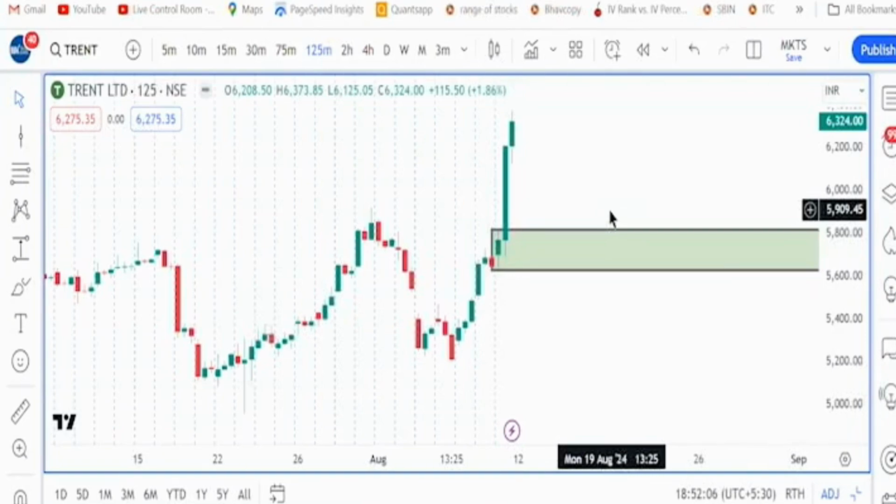Is the leg out strong? Is it explosive? 90-degree move. Yes, the zone also is strong. Leg out is strong. And how many base candles do we have between the leg in and the leg out? 3 base candles. So the level meets the criteria. It is strong, only 3 basing candles, and also fresh. So this is a level which we can look to trade when price comes back to the demand zone. We can initiate a long trade.